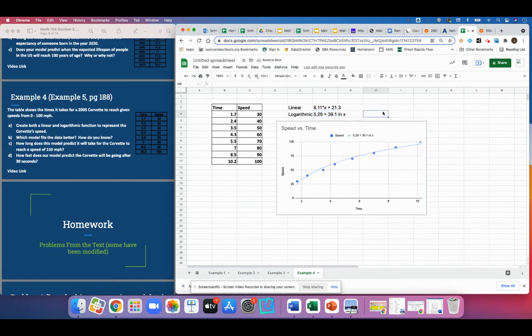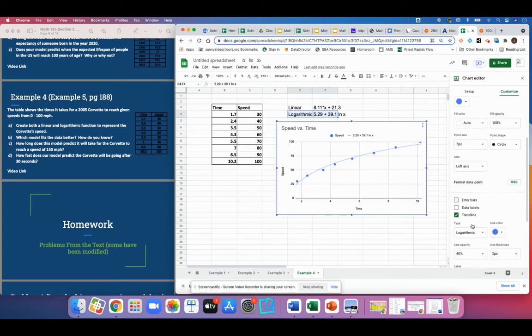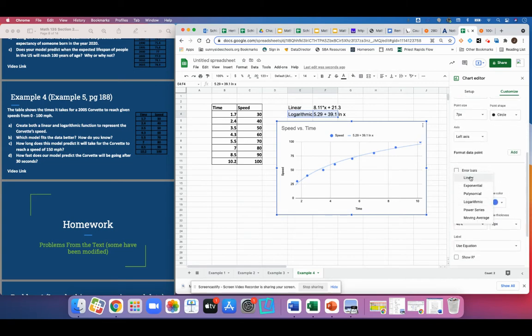So what have we got? Which model fits the data better? How do you know? I'm going to say the logarithmic because look, it touches the points way better than it did if we were looking at the linear. So I'll pull the linear back up for a moment just to show that. Yep. And the other piece is we know that logarithmic functions flatten out, and a linear function would just keep going up like this.